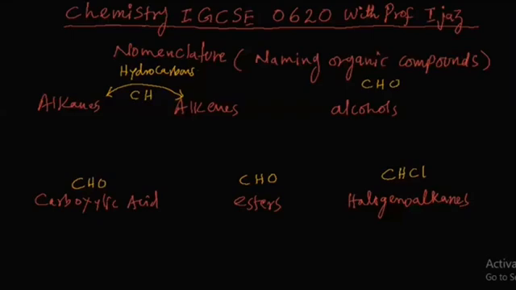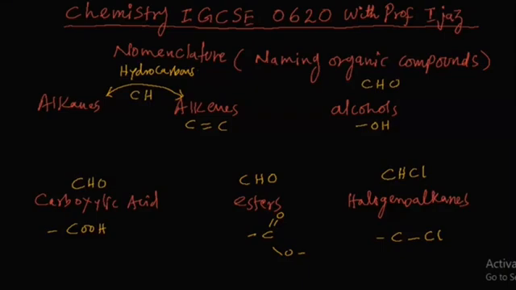Now, every organic compound can be identified on the basis of its functional group. Alkenes are the hydrocarbons which contain a double covalent bond between carbon and carbon. Alcohol contains OH as a functional group. Carboxylic acid contains COOH as a functional group. Esters contain C double bond O and extension on both sides. Halogenoalkanes mean that you must have a halogen and a carbon, so there must be a C-X bond, or C-Cl, C-Br or C-I bond.